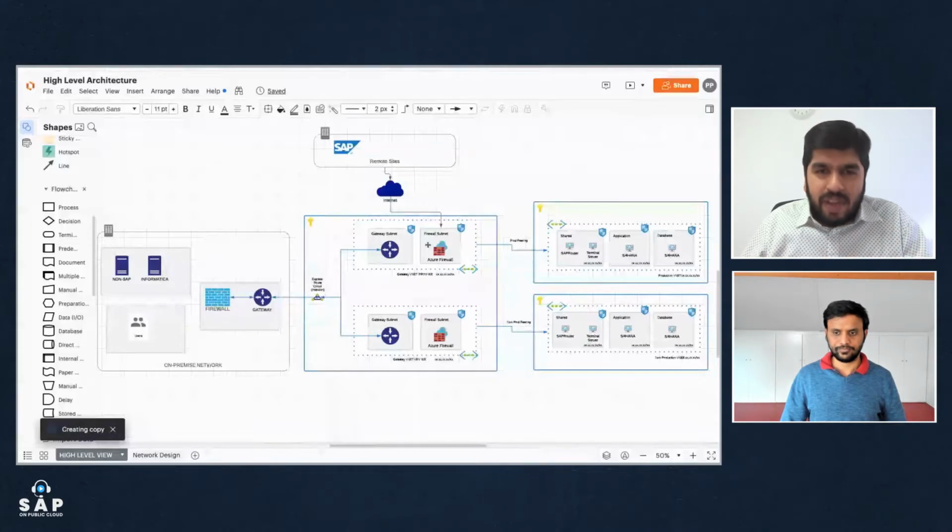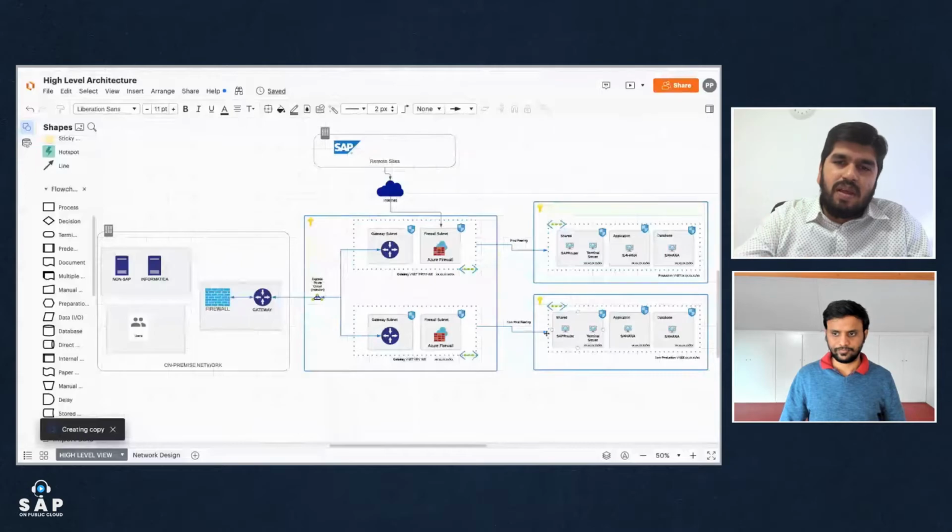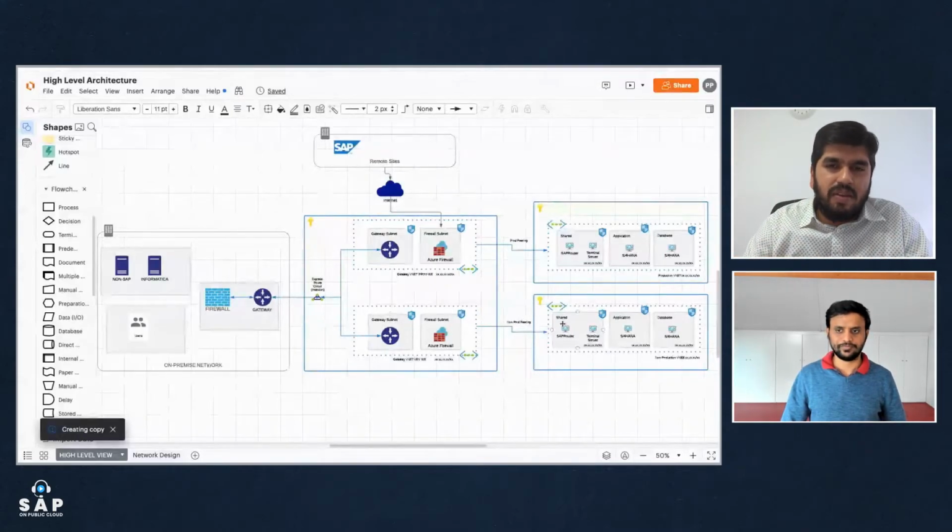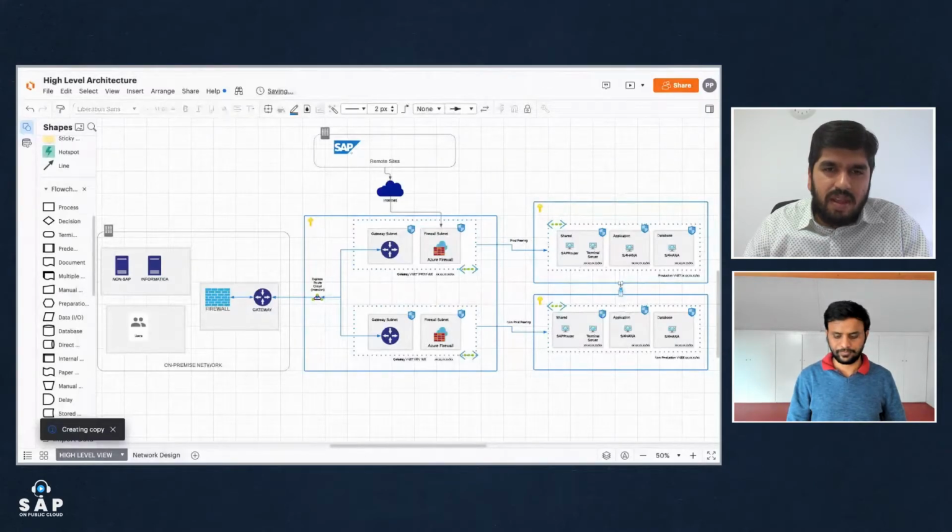So it is introducing an extra hop, right? For example, if the communication has to happen from non-production VNet to production SAP VNet, this is how the traffic routes. There is no direct VNet peering, as you can see in your picture, so it has to go through an NVA. The NVA here is your Azure firewall, right?